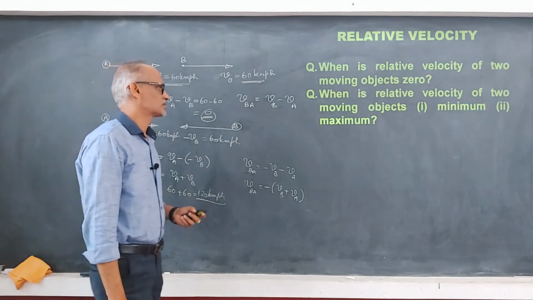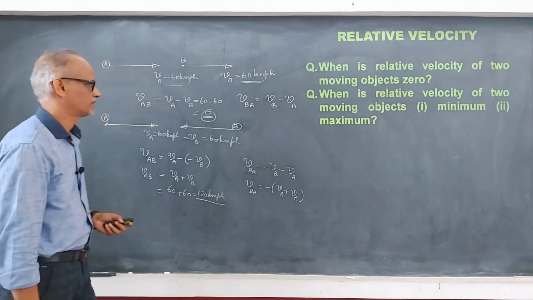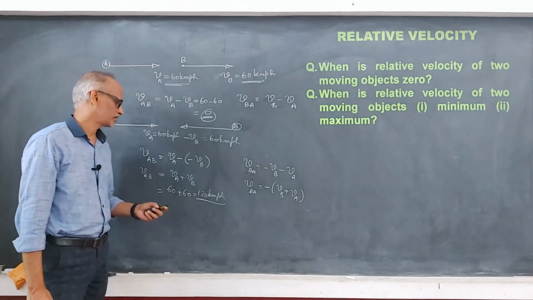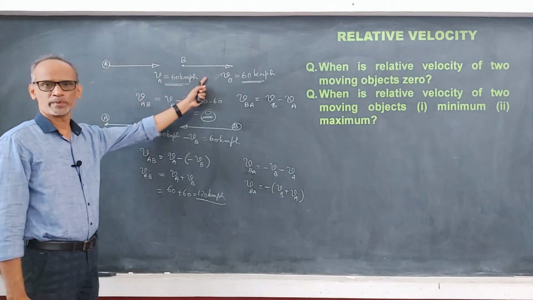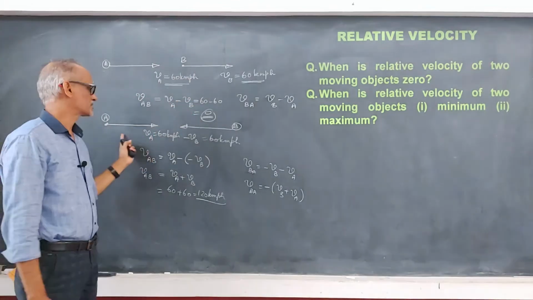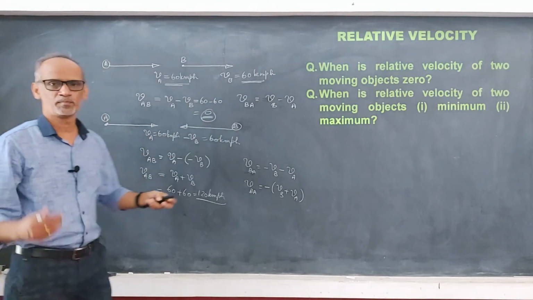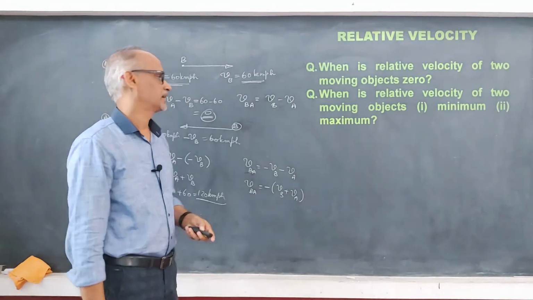What is the next question? When is the relative velocity of two moving objects minimum, and the second option, maximum? I have already explained that it is minimum when the two bodies move in the same direction, and it is maximum when the two bodies move in the opposite direction.